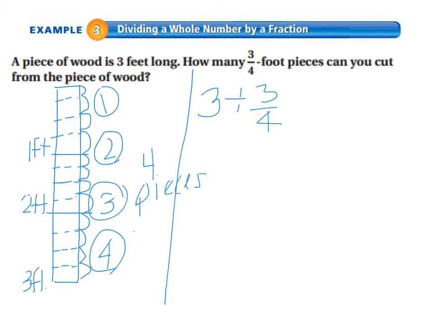The other way is to do it algebraically. 3 foot long divided into 3/4 foot pieces. Keeping in mind my keep it, change it, flip it, the 3 I will keep, change the division to multiplication, and flip my last fraction to 4/3 from 3/4, making the numerator now my denominator and my denominator now my numerator. And now I can multiply.